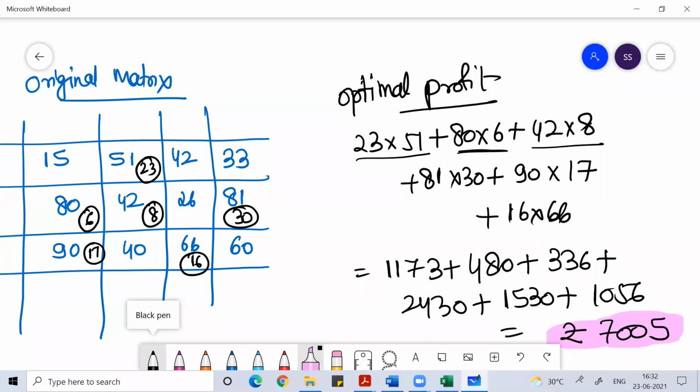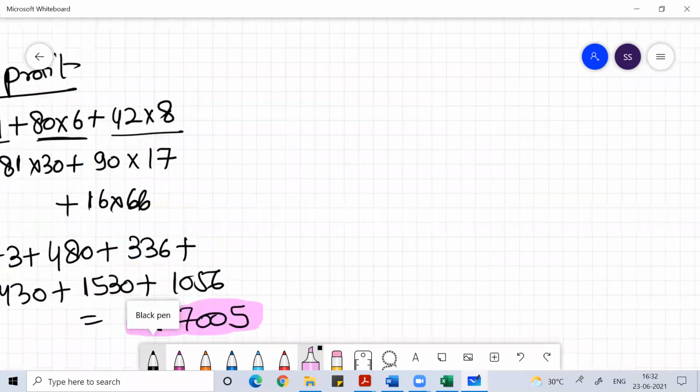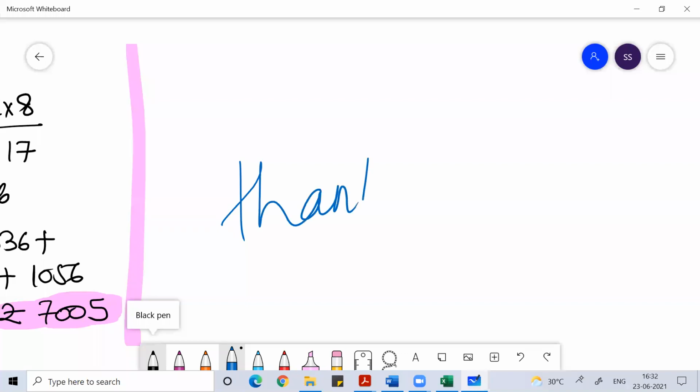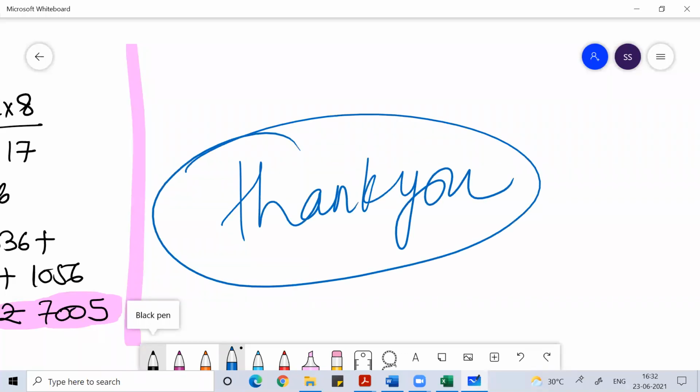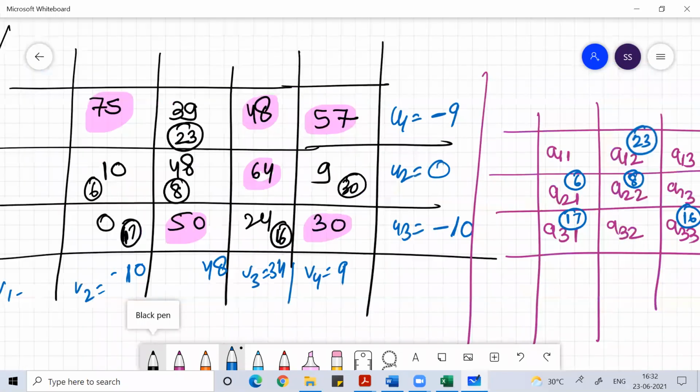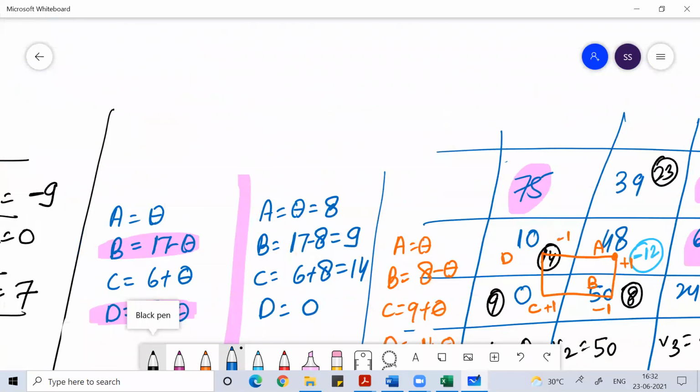Clear, everyone? So this much from this class. I hope you understood. This much from this class will continue. I hope you understood this problem. So in this problem, we had to determine the optimal profit. This was your initial problem.